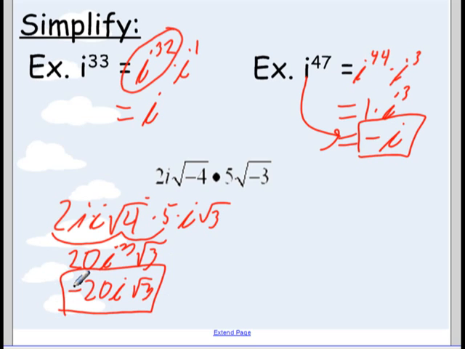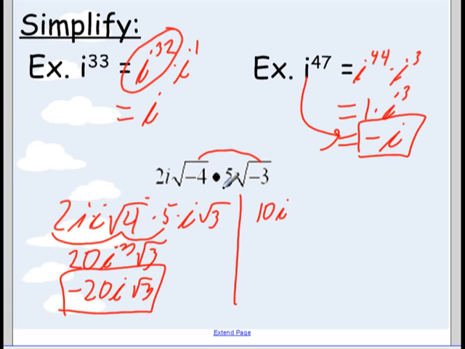Now I'm going to show you the improper way to do it that some of you may have done. And with good reason, but that's why I'm showing you this example, so you don't make this mistake. So what you might have done is said, hey, I can multiply those two radicals together and multiply the stuff on the outside together. So 2i times 5 on the outside. 2i times 5, well, that's just 10i.